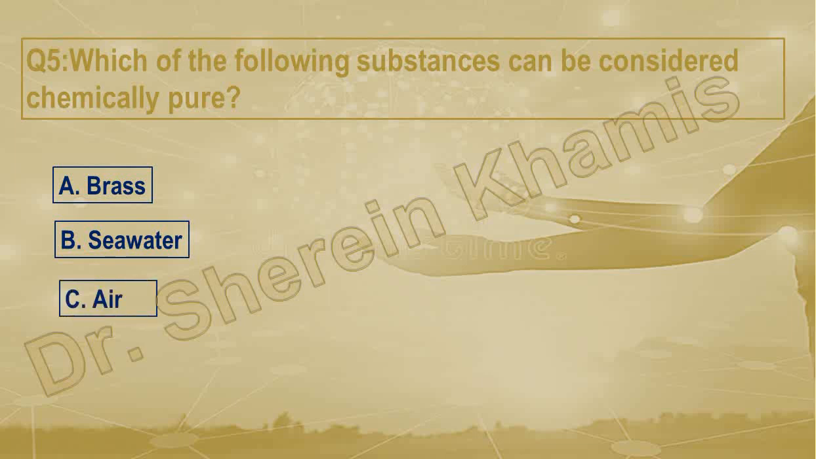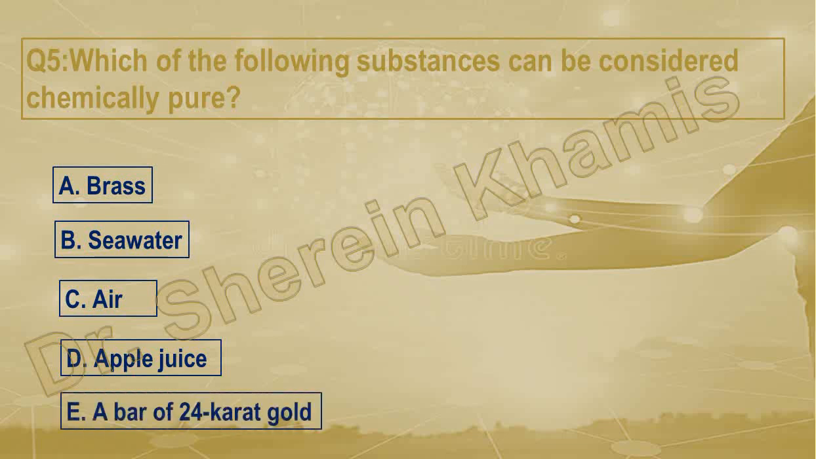Another one, air. Air is also a mixture. And apple juice may be pure, but sometimes it may be mixed with some water, some sugar. The last one, a bar of 24 karat gold. Here we have the brass. It means that we have some impurities inside it.